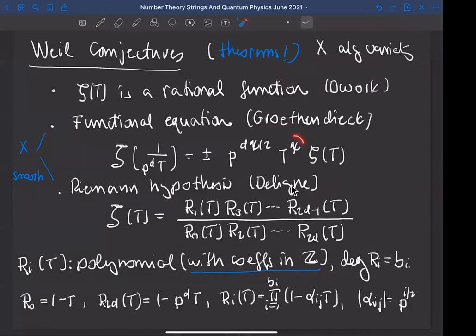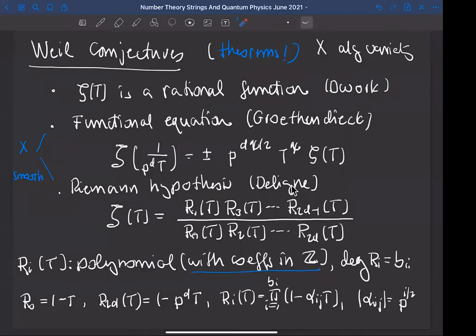This here is the Euler number. And there is a Riemann hypothesis, proven by Deligne, that says that the polynomials in the numerator and the denominator factorize further over the integers into polynomials of degree b_i, where b_i is the ith Betti number of your variety. Notice that in the numerator you have polynomials of degrees b_i where i is odd, and in the denominator you have polynomials of degree b_i where i is even. These polynomials all have coefficients in Z, and the conjectures also have statements about the roots of these polynomials, and so on.